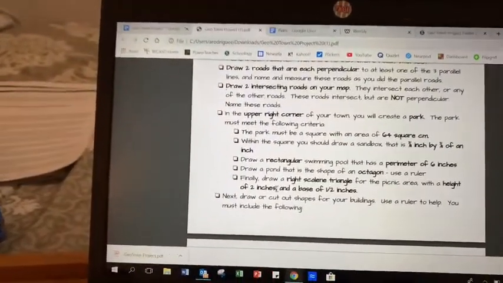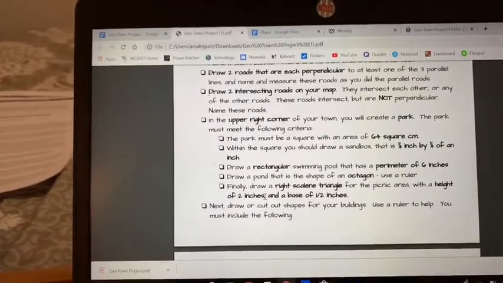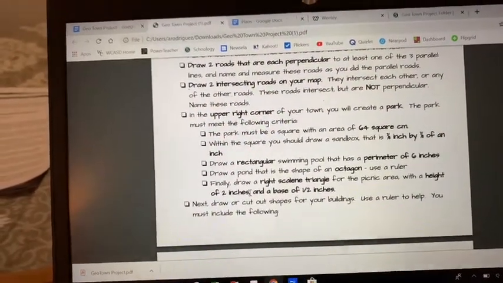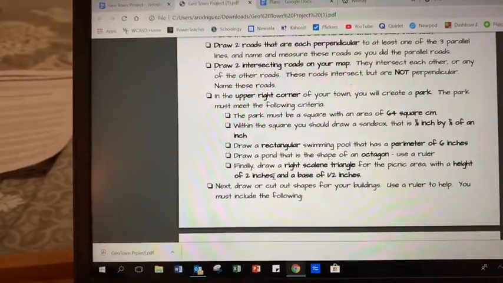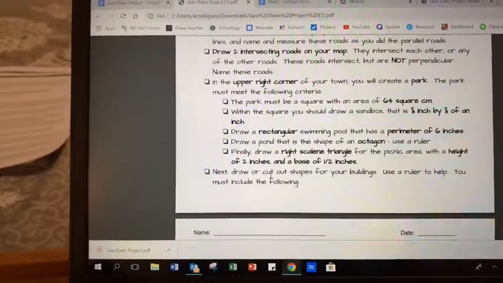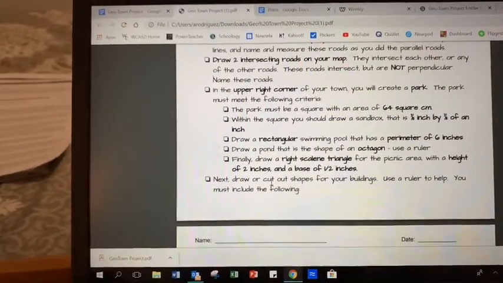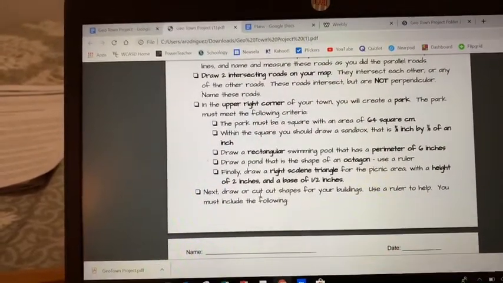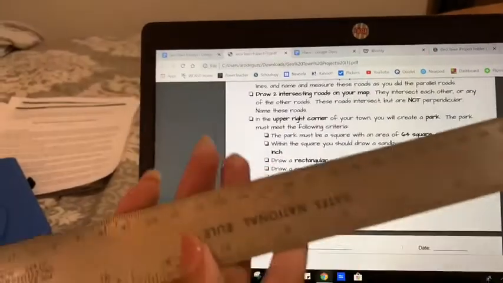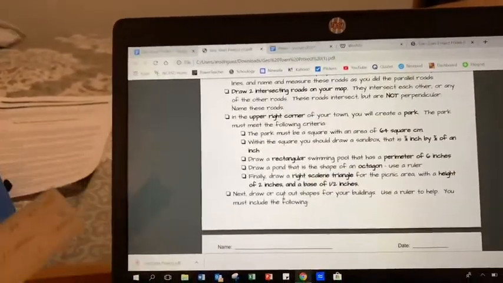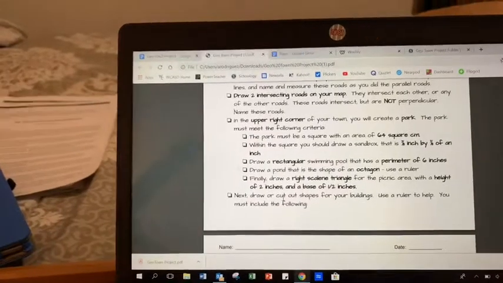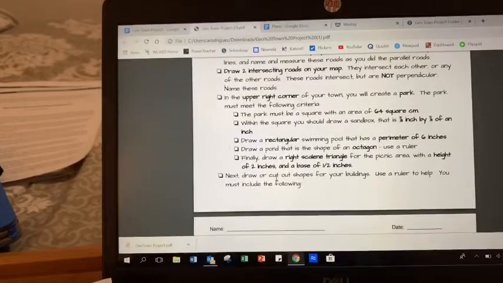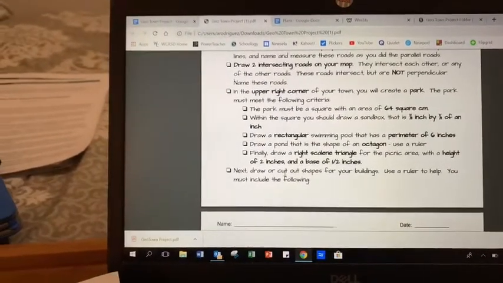The next thing after students create their roads is, in the upper right corner, they will need to create a park for their town. This park must follow the following criteria. The park size must measure 64 square centimeters in total. In doing so, you just have to measure your length and your width. So if I had a ruler, and once again, if we don't have a ruler in the household, it's totally fine. Just measure it to the point where we're going to be needing to fit some things inside of this box.